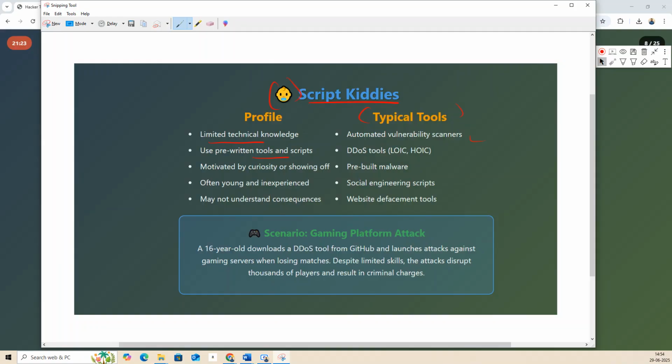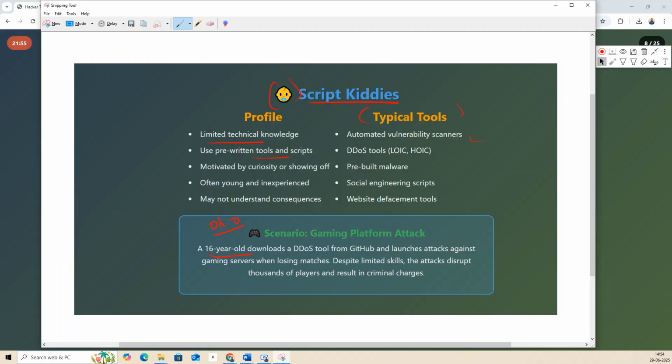So let me tell you about a 16-year-old in Ohio who caused millions of dollars in damage with tools he downloaded from GitHub. The kid was passionate about online gaming. When he lost matches in his favorite game, he got angry, really angry. Instead of accepting defeat like a normal person, he decided to take revenge on the entire gaming community.